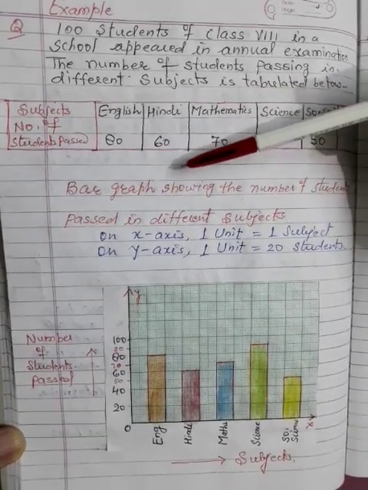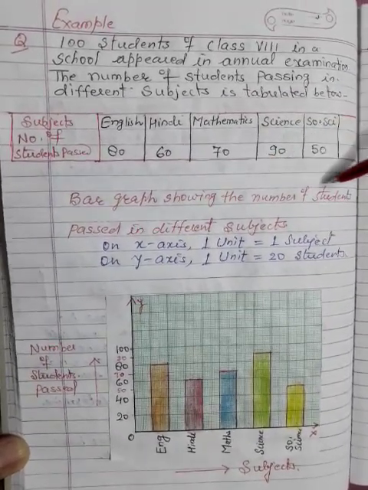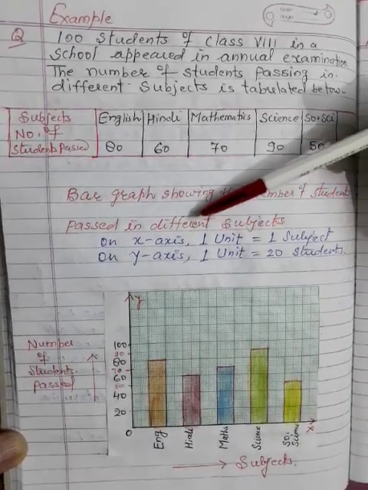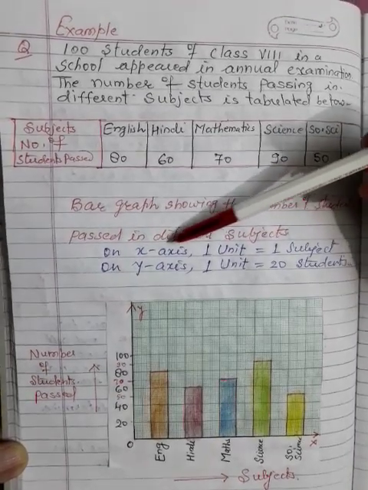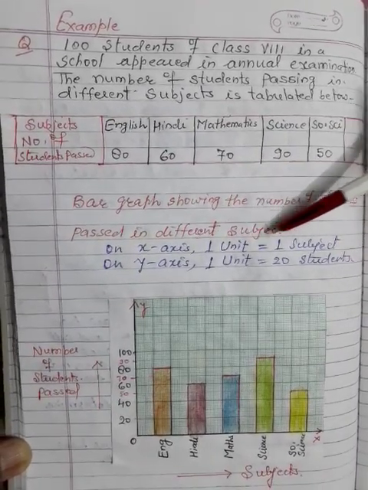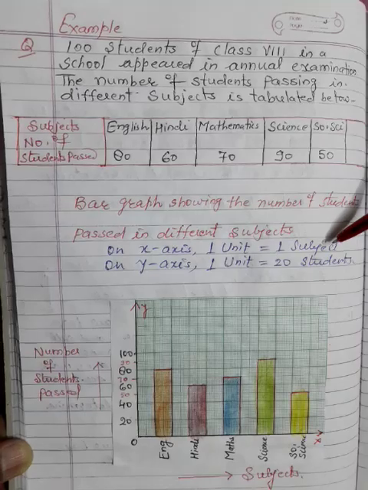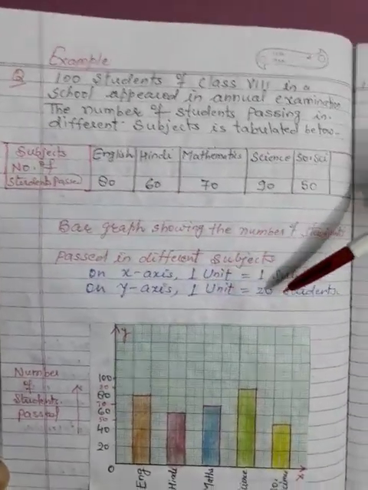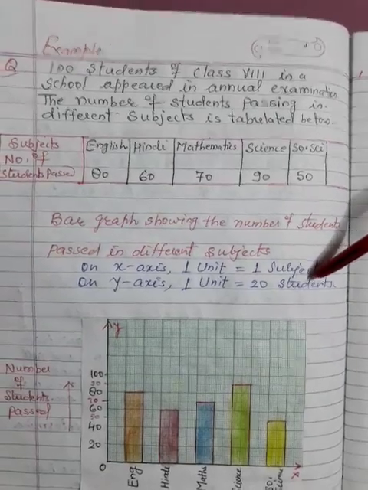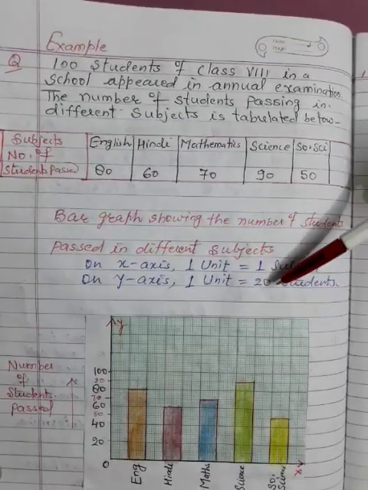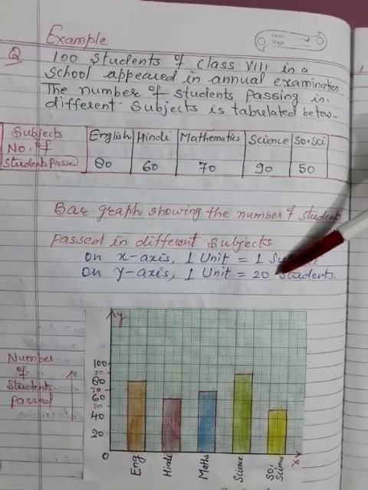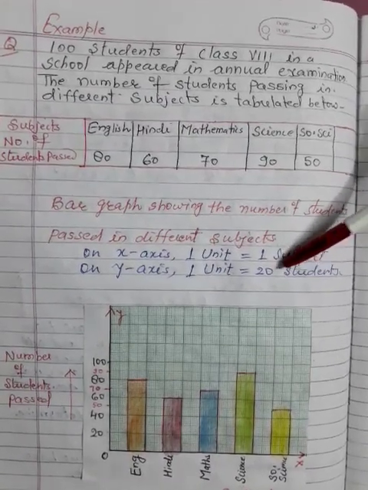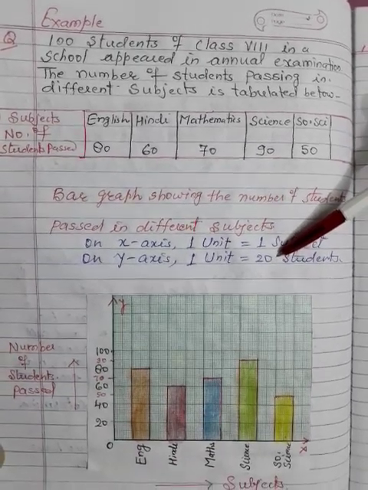Now we have to draw a bar graph showing the number of students passed in the different subjects. First we will take the scales. On the x-axis, 1 unit is equal to 1 subject, which will show the rectangular bar. On the y-axis, we will take 1 unit equal to 20 students. We can also consider 1 unit equal to 10 students. For 10 students we write the multiples of 10; for 20, we write the multiples of 20.